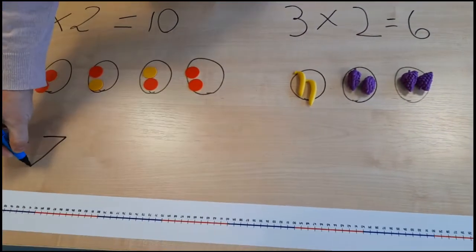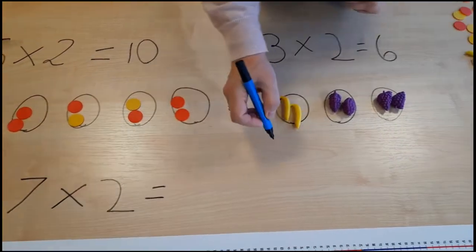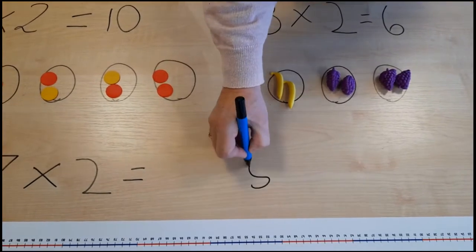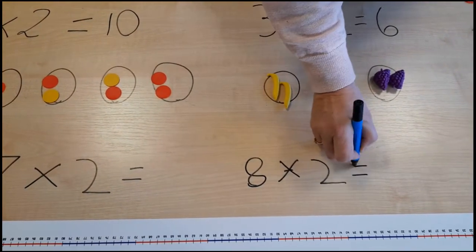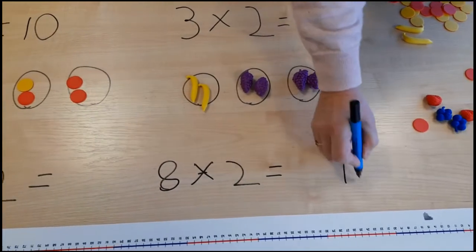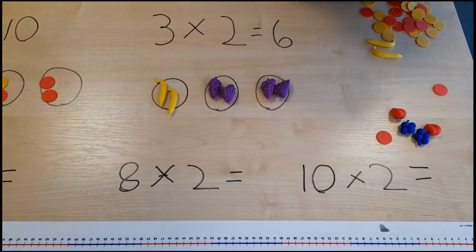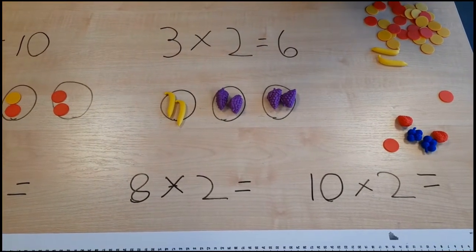I want you to have a go at these. Are you ready? 7 lots of 2. Could you have a go at 8 lots of 2? And why not try one more? 10 lots of 2. Have a go, and then maybe you can send them back to us with your answers.